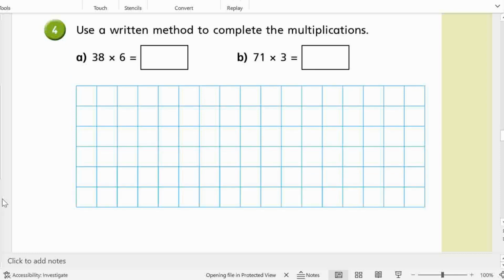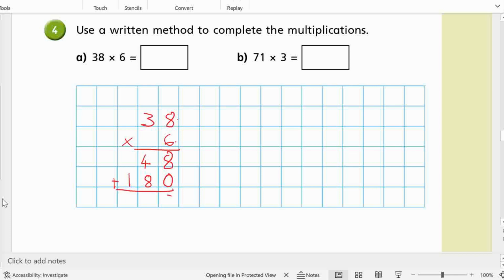Let's have a look here. Use a written method to complete the multiplications. So 38 times 6. What is 6 times 8? Come on, we should remember that by now. What's 5 times 8? Well, 5 times 8 is 40, so what's 6 times 8? 48. What's 6 times 3, or tens? 3 times 6 tens. I'm going to put my 0 here so I don't forget. What's 3 times 6? 18, thank you. Okay, and then we need to add these two numbers to get our answer.